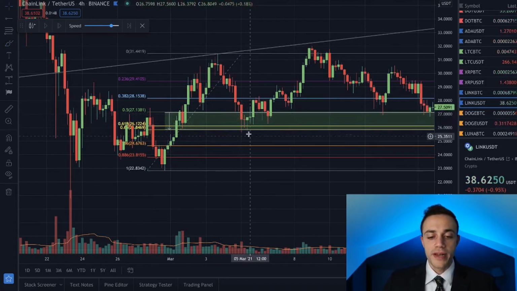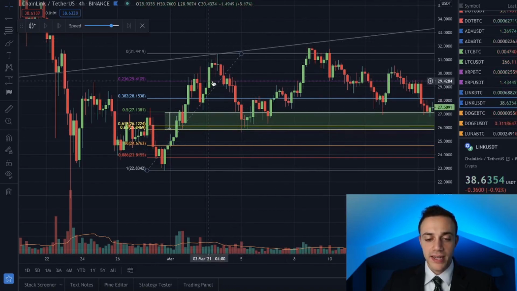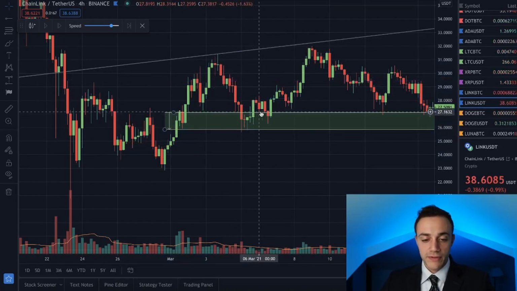It did wick beneath the zone, so that is why you have to place your stop loss just underneath the level where you enter at, so you can avoid these long wicks down. These are stop hunts, and then price continued upwards. So there's another example of a 61.8.